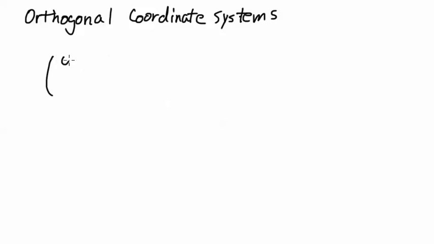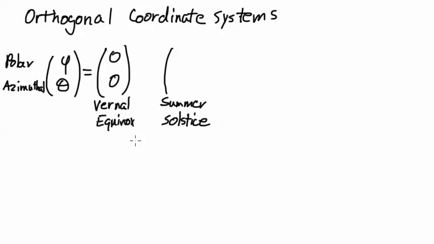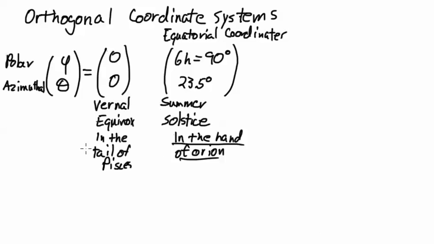What we've been using is an angle phi and an angle theta, which we'll call the polar angle, and this the azimuthal angle. And 0, 0 is the vernal equinox. On the summer solstice, this polar angle goes up to 6 hours, or 90 degrees, and the azimuthal angle goes to 23.5 degrees. This is where the sun is in equatorial coordinates on the first day of summer. It's also in the hand of Orion. Vernal equinox was in the tail of Pisces.